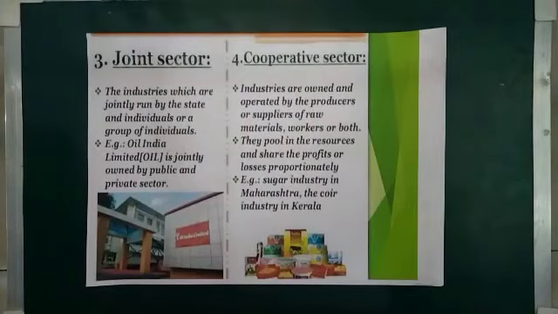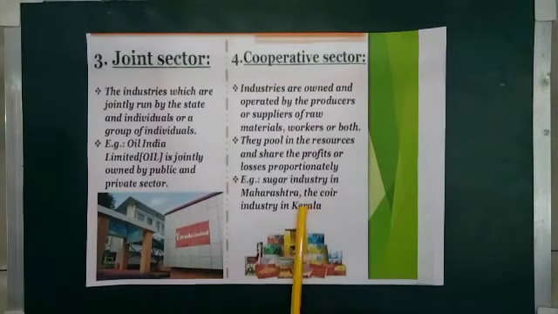On the basis of ownership, industries are also classified as joint sector and cooperative sector. Industries that are jointly owned and operated by government agencies and individuals come in joint sector. Example, Oil India Limited.